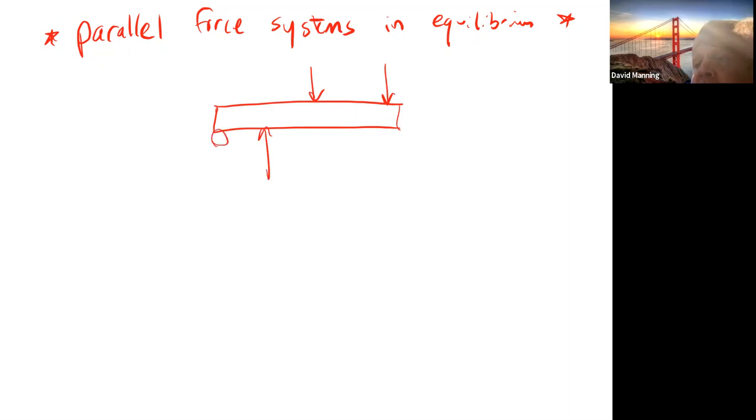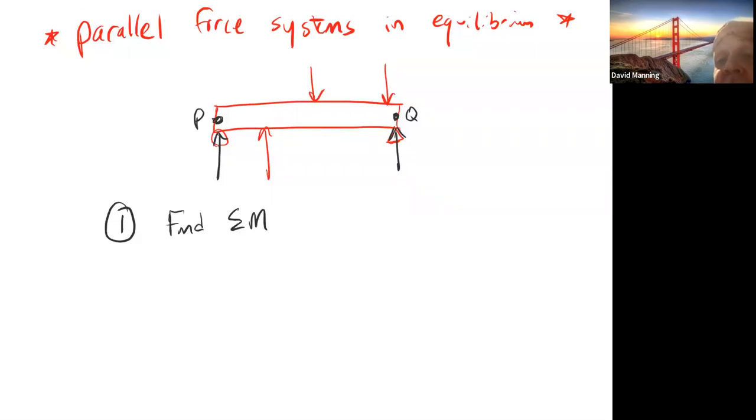We're going to usually have rollers and pins supporting. So these are going to give us supports that are in the same direction as our forces. Like if this is point P and point Q, that's what I use a lot. How do we solve these problems? Step one: find the sum of the moments about the leftmost point and set it equal to 0.